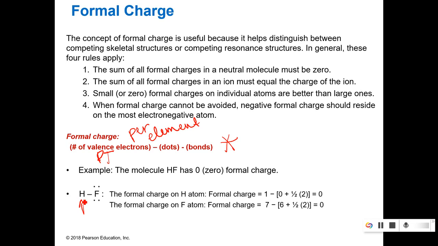So like here for hydrogen, it's got 1 valence, it's got 0 dots, it's got 1 bond. So this one we would say is 0. Fluorine, 7 valence, minus 6 dots, minus 1 bond. So this one is also 0. Remember, we want them to be 0. That is the most stable configuration. Also, hydrofluoric acid shows no charge. So you need to make sure when you draw it, there's no total charge shown. The sum is 0.